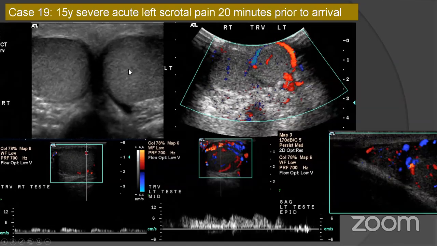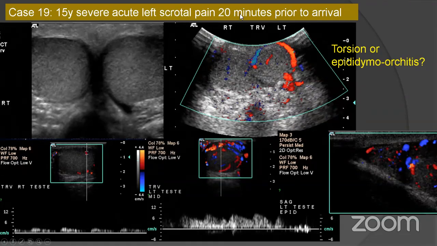We have the right and the left testicle side to side transverse image. And then I have the Doppler image side to side, right and left. And you notice there is increased vascularity to the left testicle compared to the right. And this is the epididymis. That's also increased flow. So my question to you is, is this a case of torsion or epididymitis?